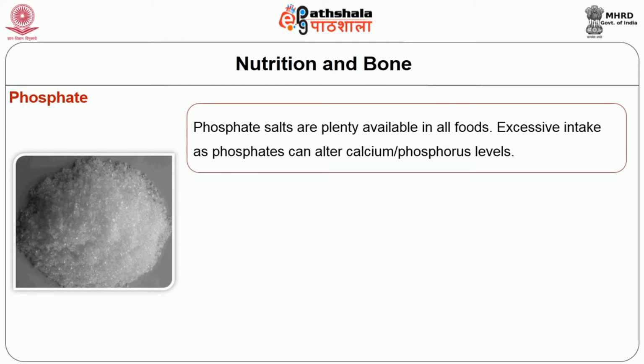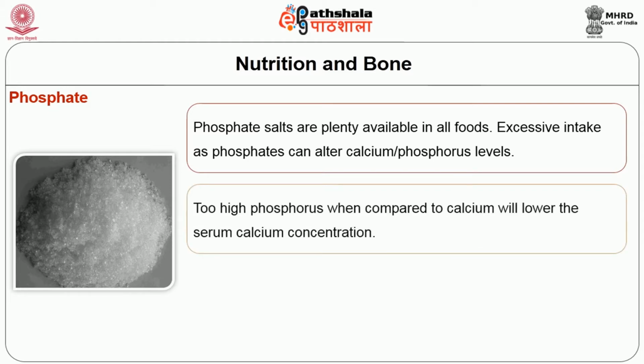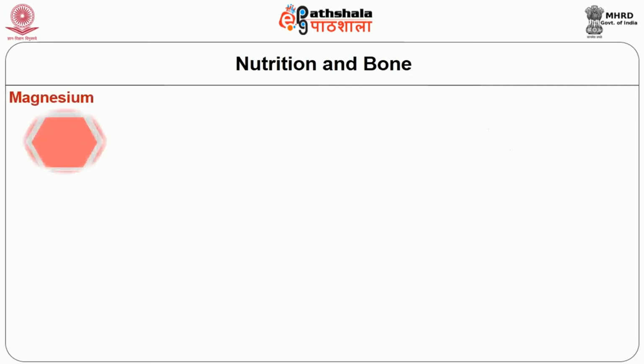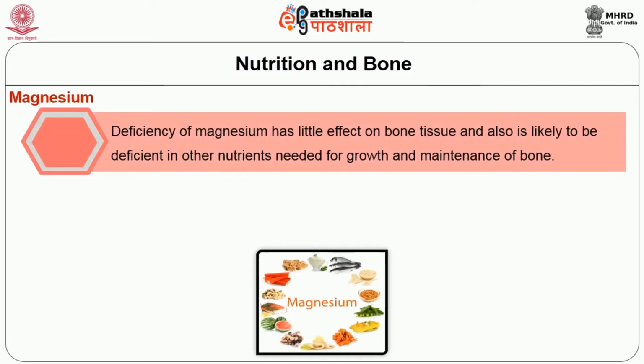Then the next nutrient is phosphate. Phosphates are also plentiful in almost all foods, but excessive intake can alter calcium-phosphorus levels. Too high phosphorus will lower the serum calcium concentration. Avoid soft drinks because they are poor in nutrients, though they might have high phosphorus.